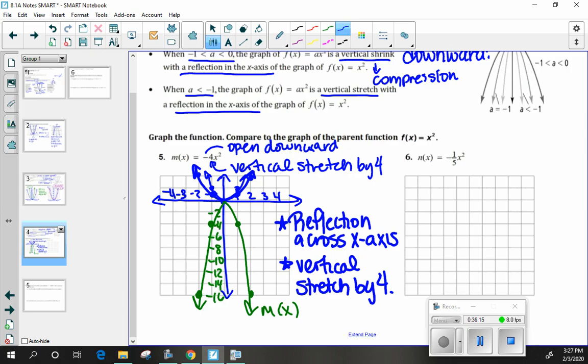All right, and I think we're going to put a stop on this, and we're going to finish number 6 and our word problem in class tomorrow.